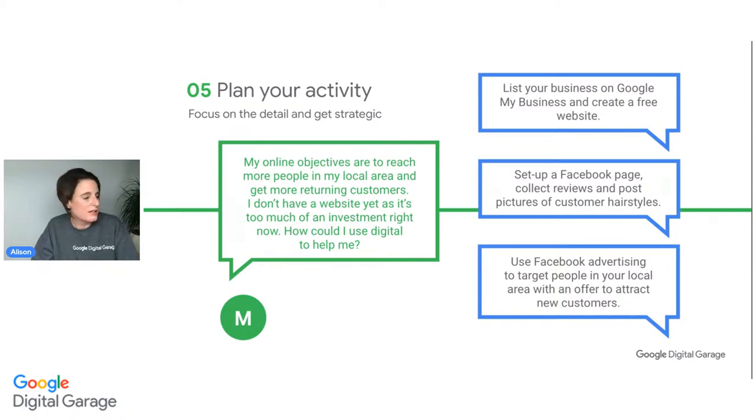Now, if we go back to Max's online objectives, they are to reach more people in the local area and get more returning customers. Max doesn't have a website yet, as it's too much of an investment right now. How could Max use digital to help? So we've got 3 suggestions here for Max.